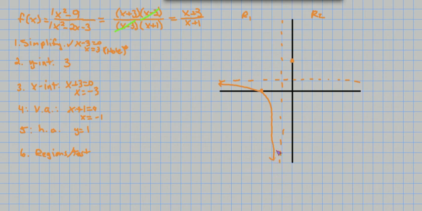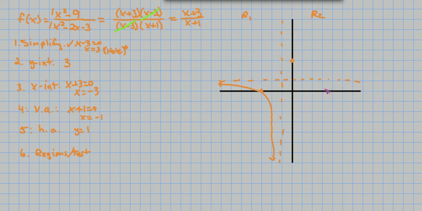Now region 2, not too bad. We already have a point, so we know we can draw our curve, but there's one thing we want to do, and that is the hole at x equals 3. So when we do this one, we want to take 3, plug it in, and see what we get here. So if we do that, 3 plus 3 on top is 6, 3 plus 1 on the bottom is 4, so 6 over 4 reduces to 3 halves, or 1 1/2. So we'll go over to x equals 3, 1, 2, 3, and up to 1 1/2.